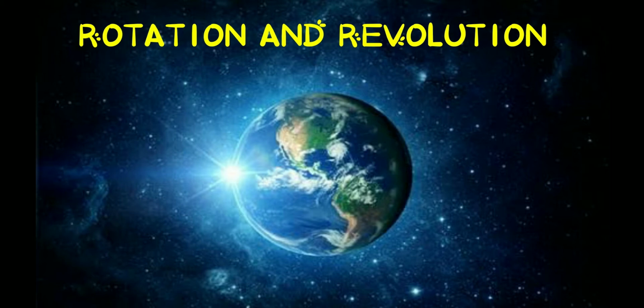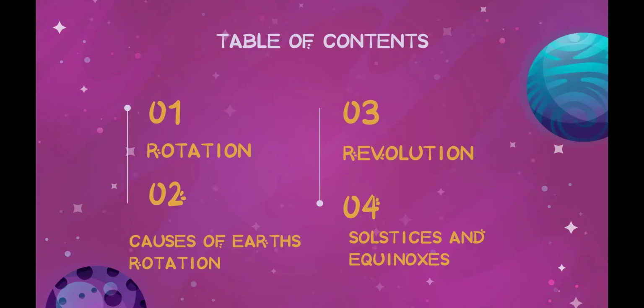Today we'll be starting off with a very new chapter from the geography section, that is Unit 3, Rotation and Revolution. From this unit we'll be discussing 4 different subtopics. Firstly, we have rotation. Secondly, causes of Earth's rotation. Thirdly, revolution, under which we will be learning about the different seasons caused by the revolution of the Earth. And lastly, solstices and equinoxes. So let us carry on with the class and learn more about each of these different topics.